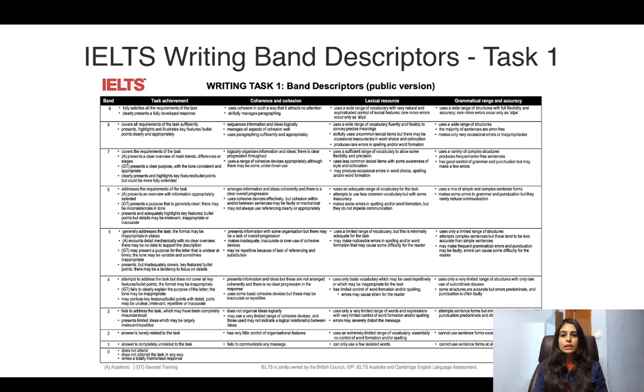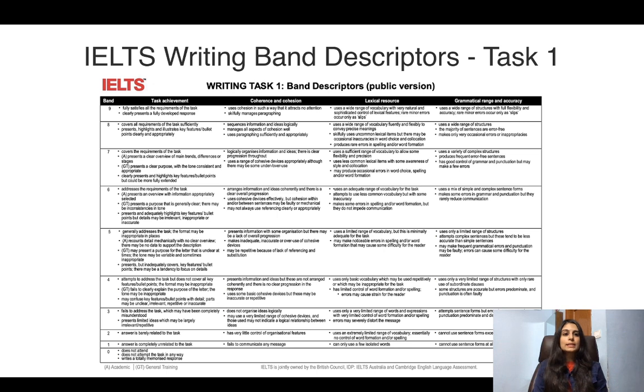Moving on to coherence and cohesion, you have to use cohesion in such a way that it attracts no attention. Now, what does this mean? This simply means that whenever you're using cohesion, it should be smooth. The transition from one sentence to another or one paragraph to another should be so smooth that it does not attract any unnecessary attention. It should feel flawless. Skillfully manages paragraphing: you should be skillfully managing how to write your paragraphs and how to move from one paragraph to another. This is something you should be taking care of.